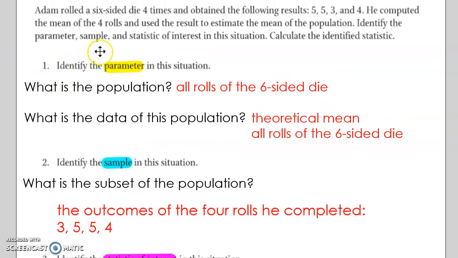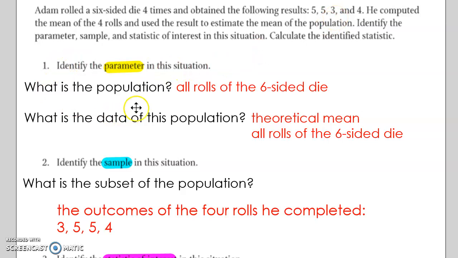All right, so the parameter. The parameter corresponds with the population. So the population is basically all of the rolls that are possible on a six-sided die. Typically with the population you need to think outside of the box. Given the context, what would be the population for this scenario? Even though this example just talks about Adam and how he rolled the dice 4 times and got the following outcomes, that is going to be our sample.